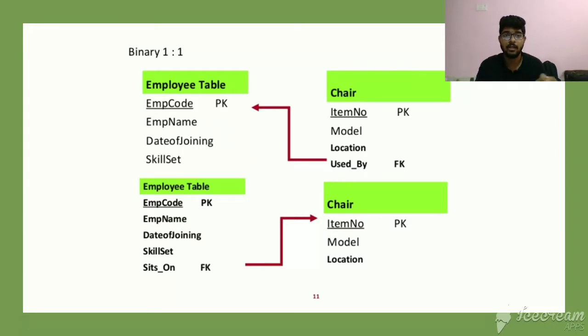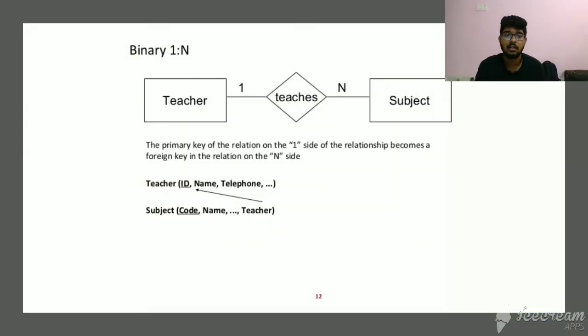So for binary 1:1, you will have an employee table and a chair table. Employee code, employee name, date of joining, and skill set, and chair has attributes: item number, model, location, used by. Employee code will become the primary key and used by will become a foreign key. In the other case, employee code, name, date of joining, skill set, and sits on. Employee code will be the primary key, sits on will be a foreign key, and item number will be a primary key.